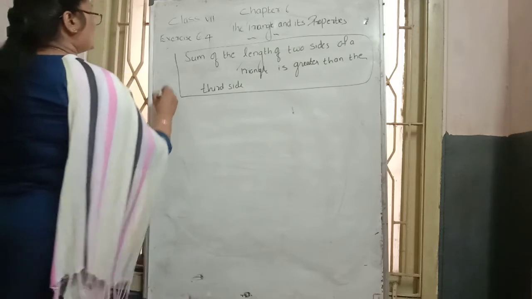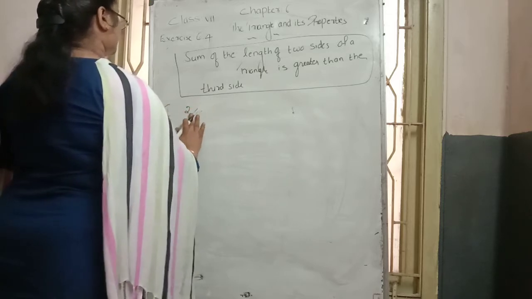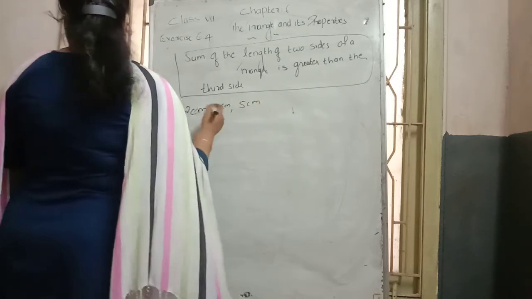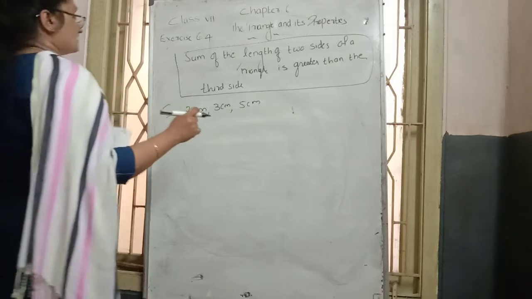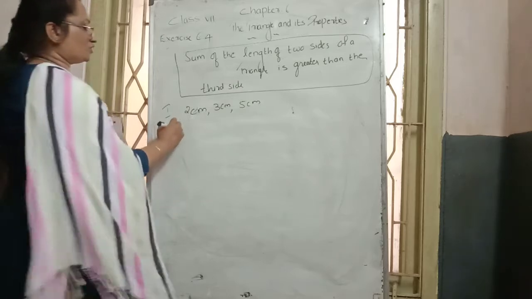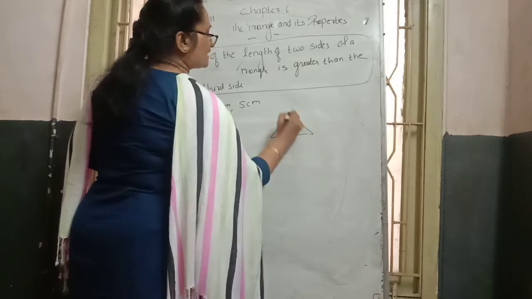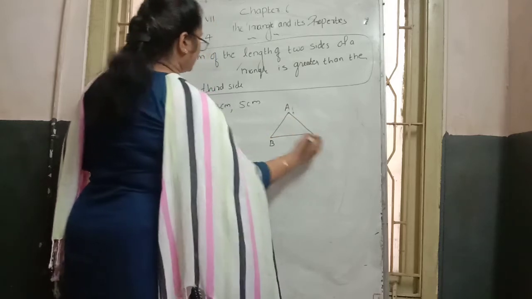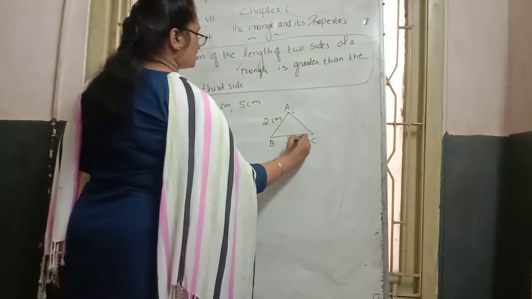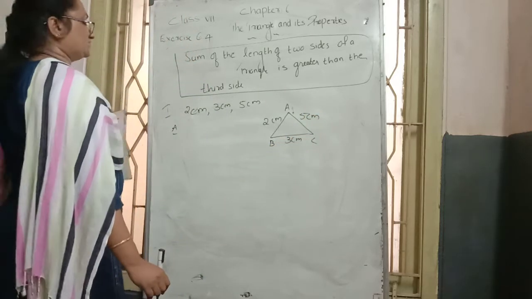Here, first question in exercise 6.4: 2 centimeters, 3 centimeters, 5 centimeters are given. They ask us to check whether it is possible to have a triangle with the following sides. Is this rule satisfied or not? So we draw a rough diagram. In this diagram, mark the vertices as A, B, C. Mark one side as 2 centimeters, another side 3 centimeters, and the third side 5 centimeters. We want to check this.